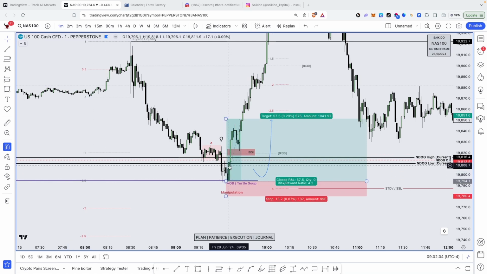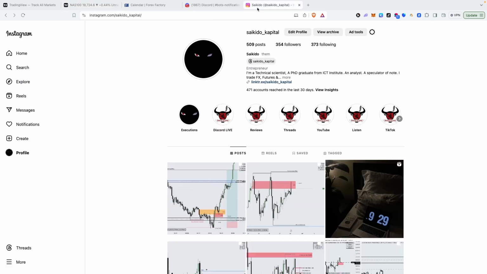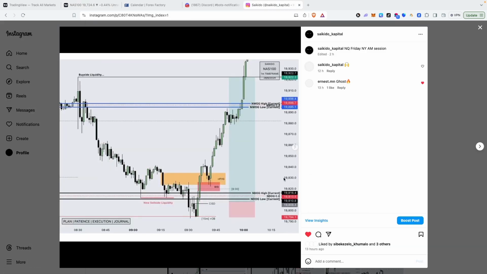And then I could see displacement, and we closed above these two consecutive down close candles, and as soon as this candle closed, I just bought that. I bought momentum right there. I'm going to show you now on my Instagram exactly that execution.